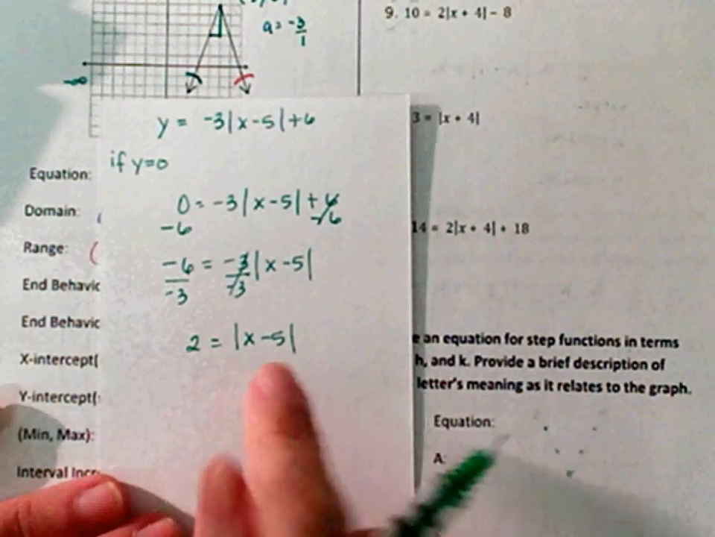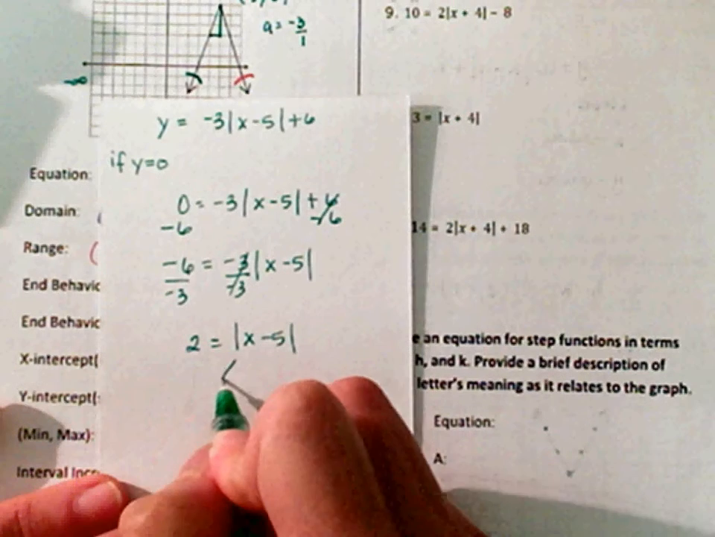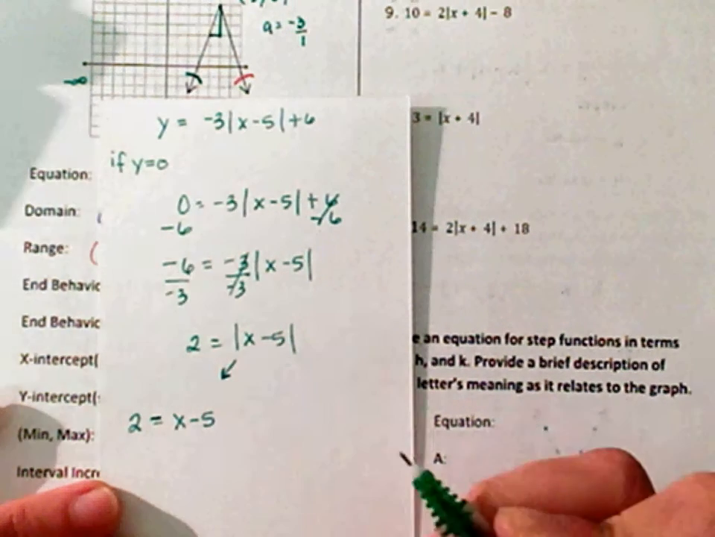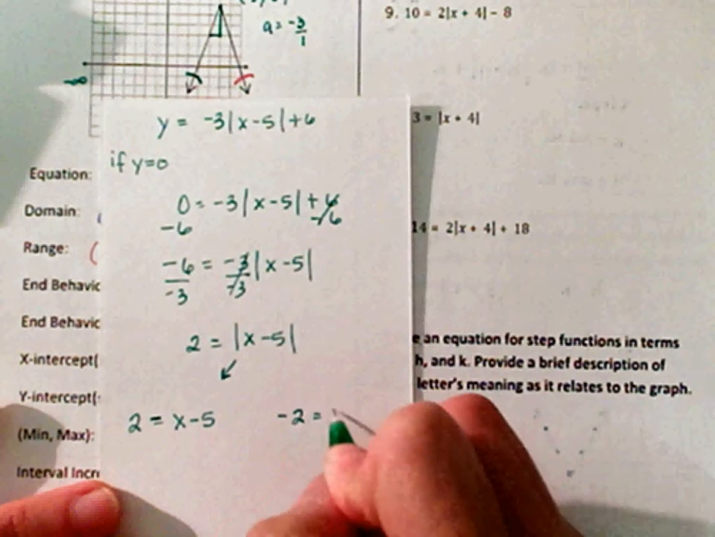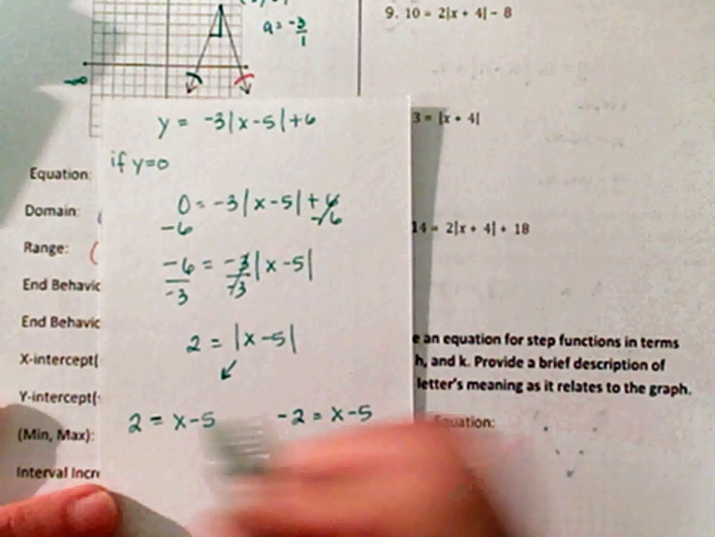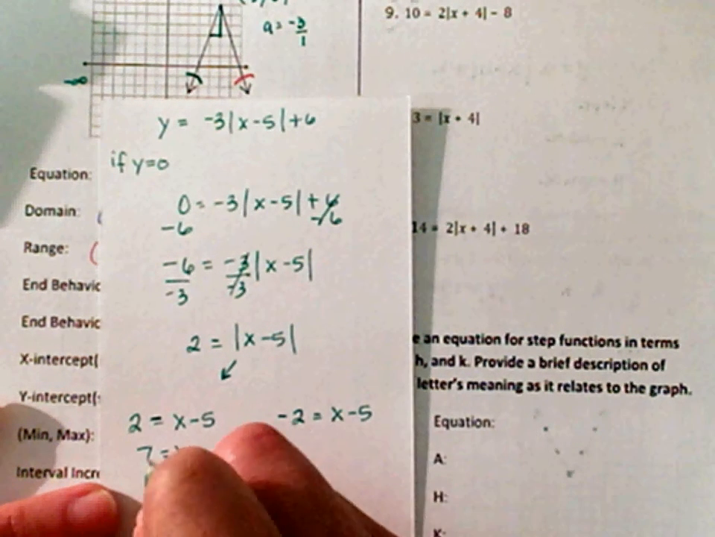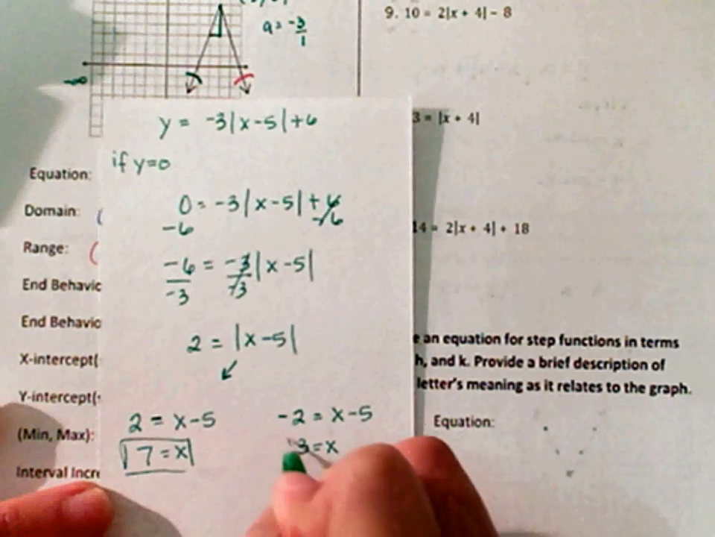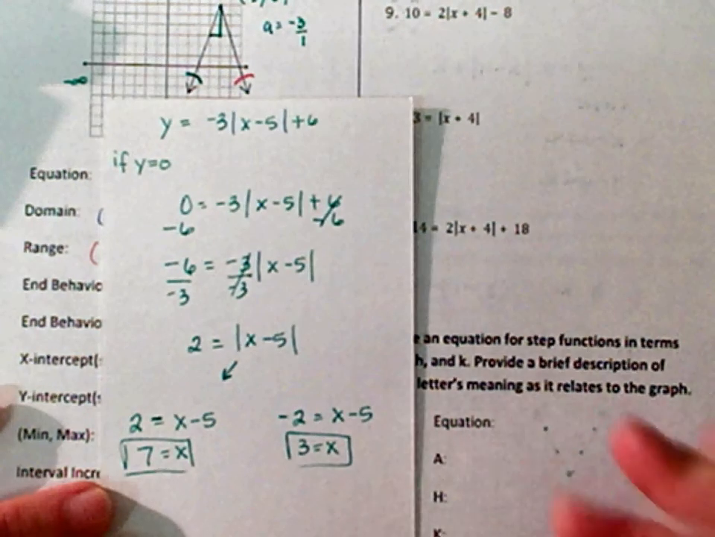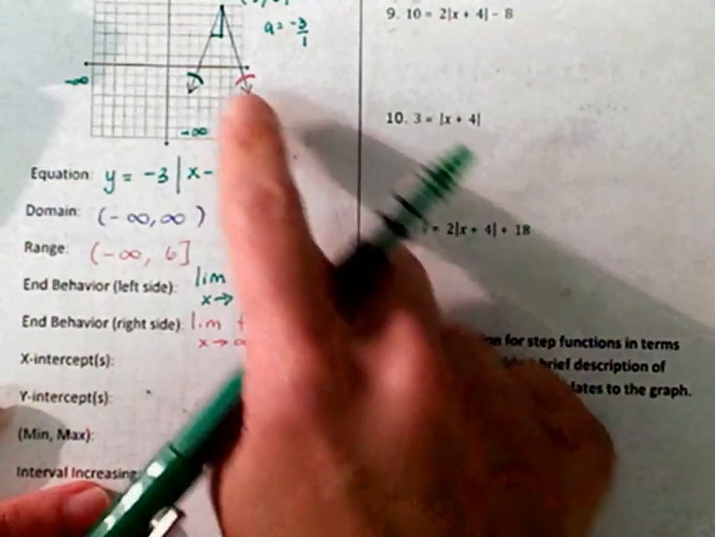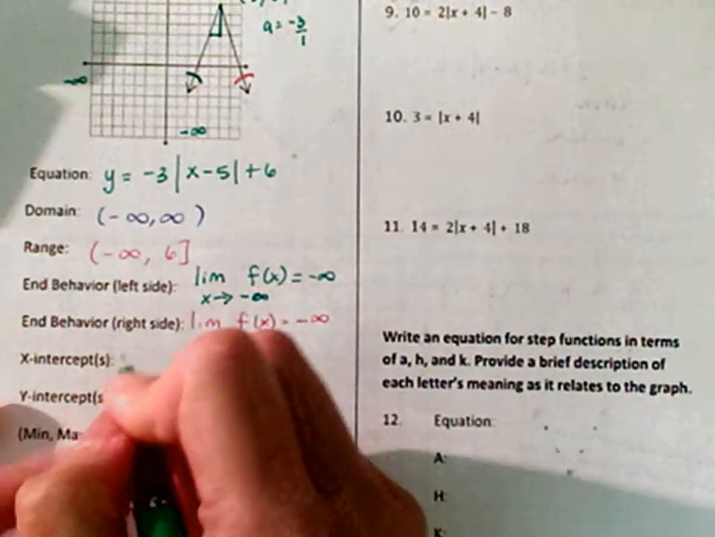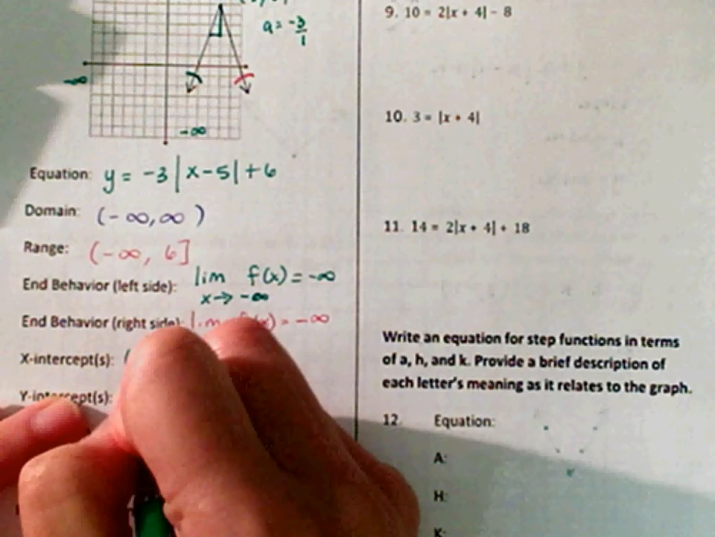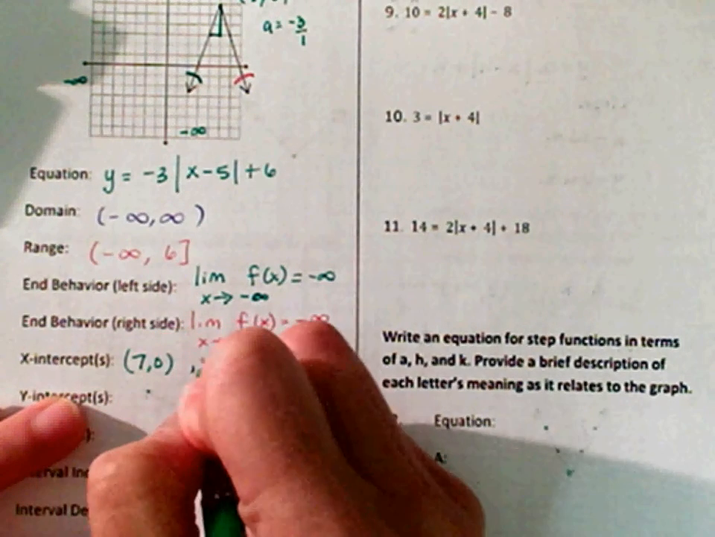Get it to this part. You got a positive, so you're going to have two answers. One of them, you write without the absolute value sign. The other one, you take the opposite, which is negative 2. Solve for each one. So x is equal to 7, and x is equal to 3. And that's how you figure it out. I wanted to make sure before I wrote it down. So your x-intercepts are at (7, 0) and at (3, 0).